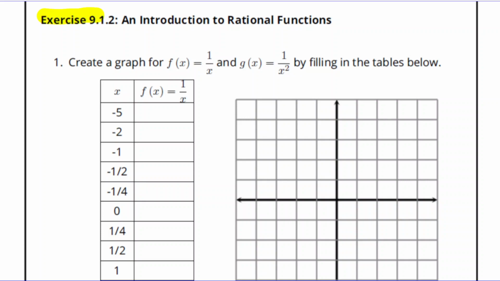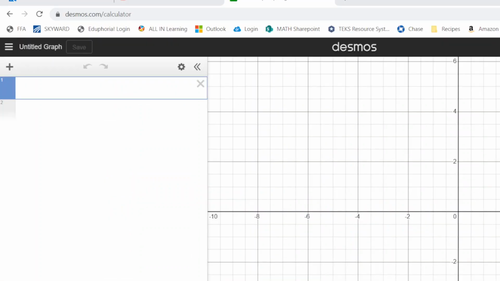exercise 9.1.2. This is pretty easy, kids. In class, we did this on the TI Inspire. But if you're at home, you may not have that. You probably don't. So what do you do? Well, in that case, you go to desmos.com. And here we have Desmos. Let me try to find that on my computer.